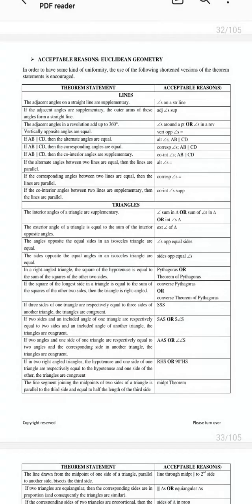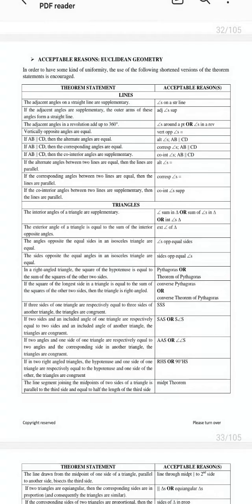The last four have to do with congruency of triangles. Guys, congruency, I hope we know about congruency. Triangles that are equal in side and angle. There are 4 cases of congruency. We have SSS, we have SAS, we have AAS, and then we have RHS. Okay, that speaks to congruency.